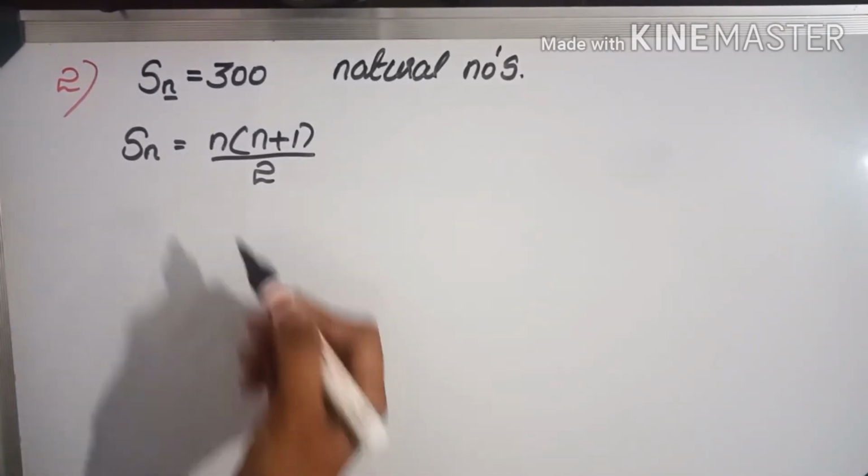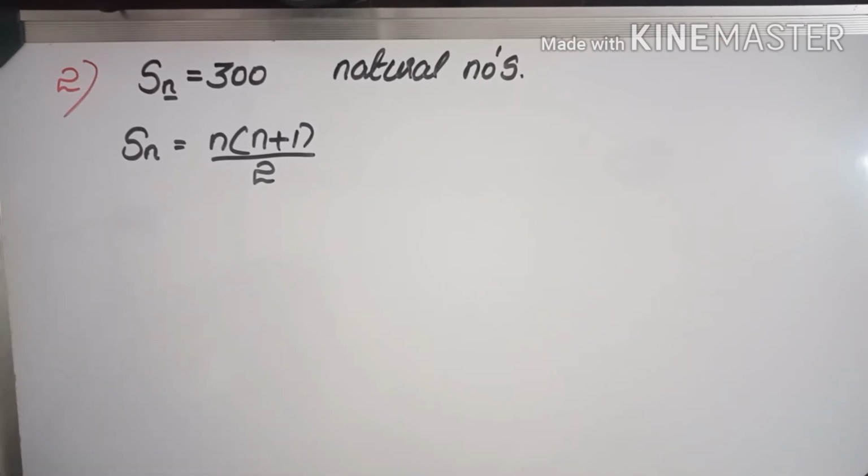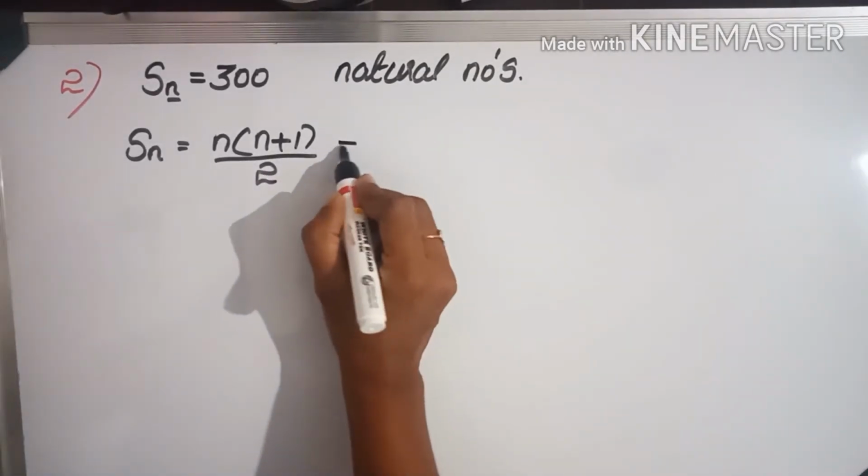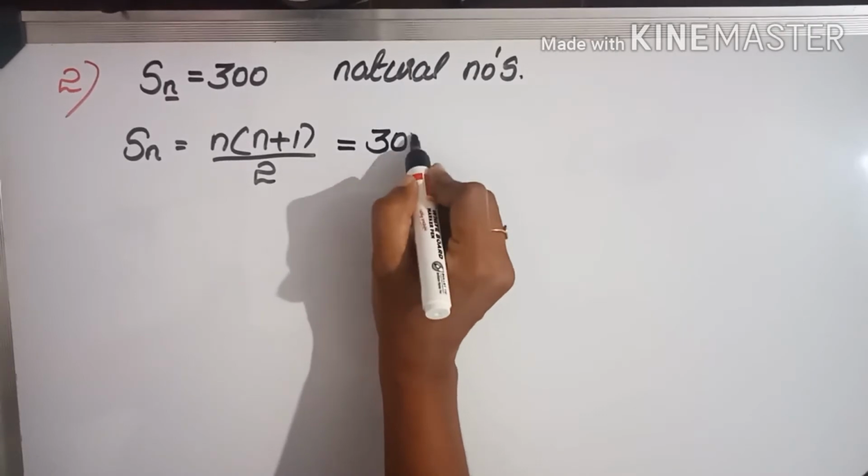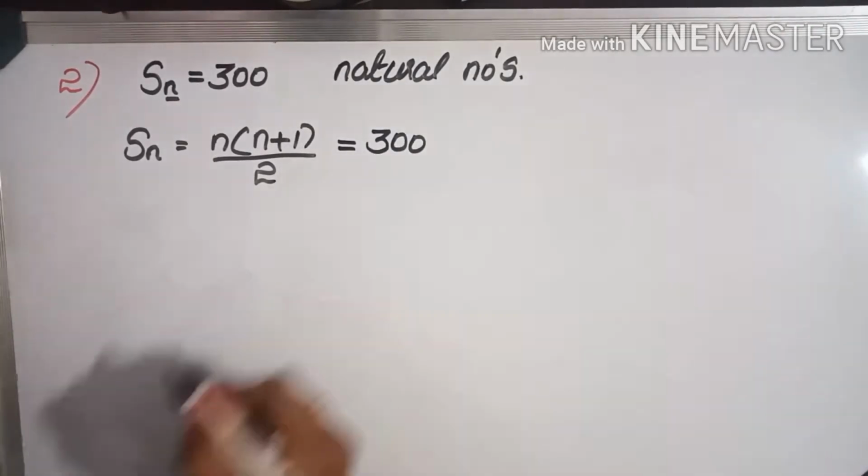This is the natural number sum equation. Or you can use the sum of arithmetic sequences. The general equation is n by 2 into 2f plus n minus 1 into d. That is also possible, but here this is better: n into n plus 1 divided by 2. Calculation will be easy with this equation. Here the answer is already given, that is 300.